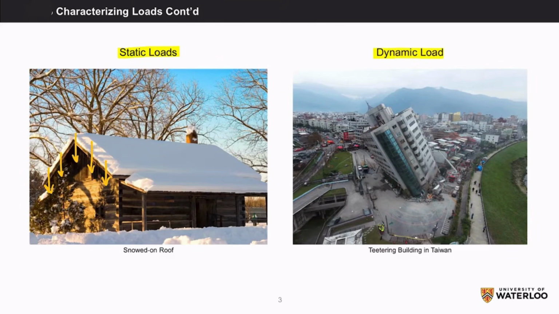Dynamic loads are loads that change with time, typically within a period of a second or less. An example is a teetering building in Taiwan that is falling due to an earthquake, since the load is changing within a period of a second or less.